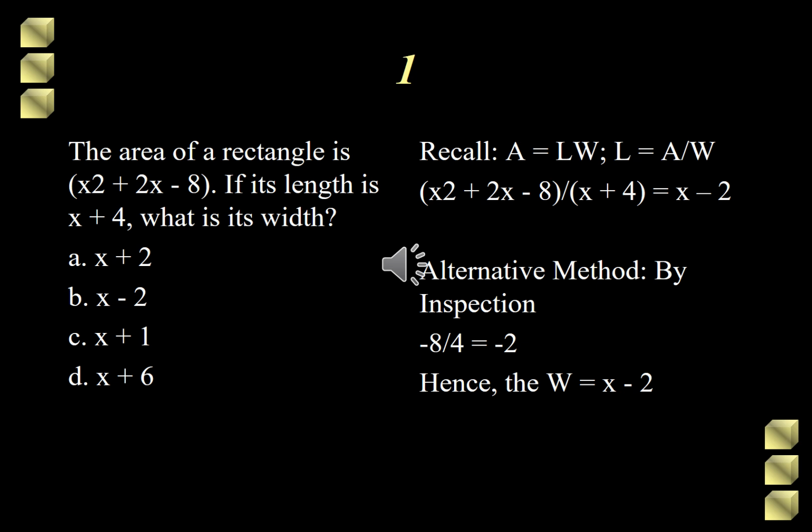Negative 8 is the constant, and our length is x plus 4. Positive 4 is the constant. If you divide these two, negative 8 divided by 4, you will get negative 2. And putting x before it, you should have x minus 2, and that gives you the same answer. Hence, the correct answer is letter B. x minus 2 is the width.